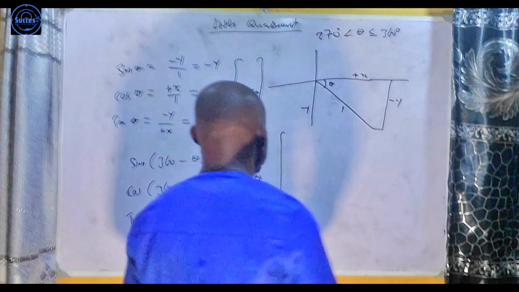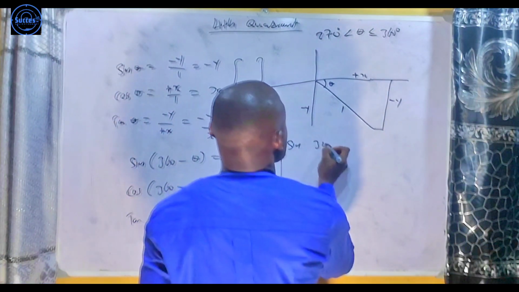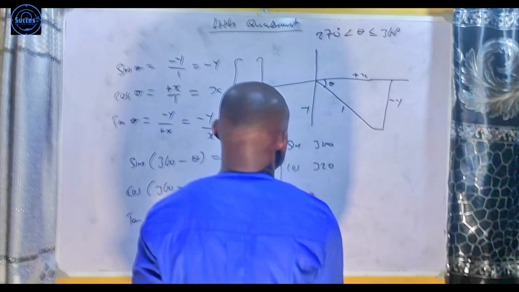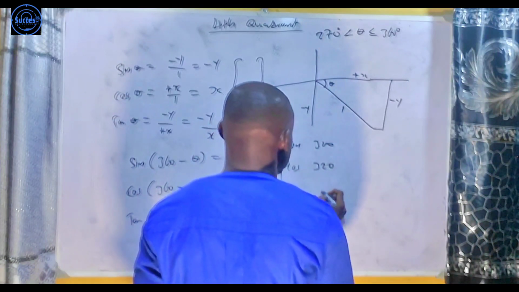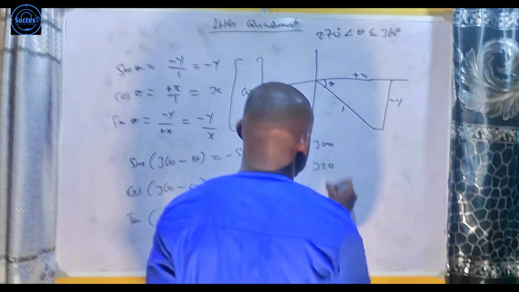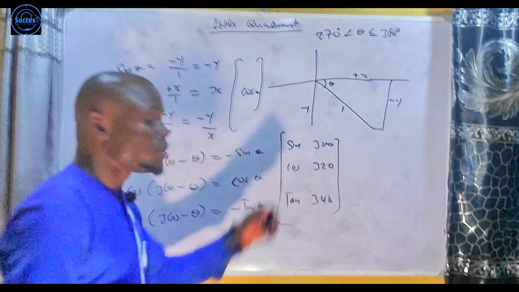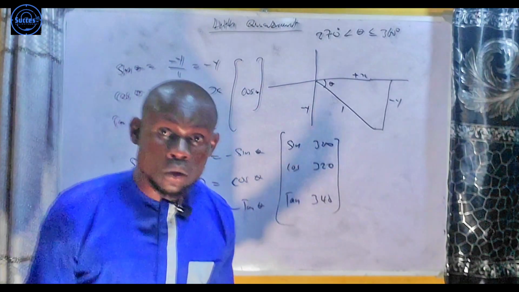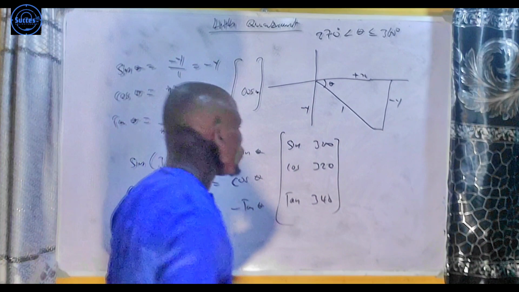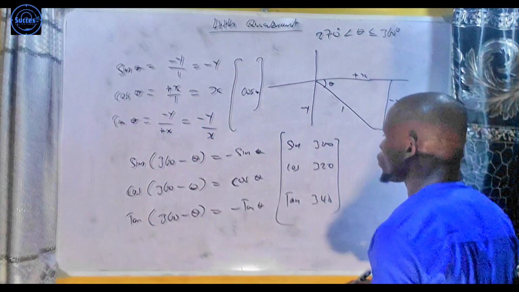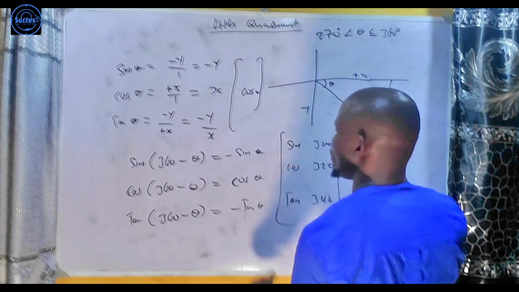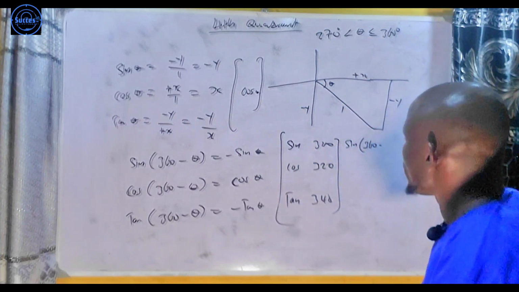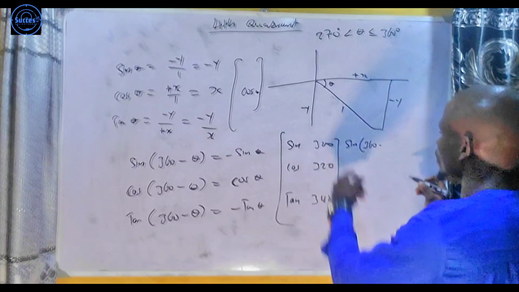Now suppose you are given angles like sine 300, cos 320 and tan 340, and you have to estimate all these. So how do you go about it? Don't forget I said use this formula. So all you simply do is what? You have sine of 360 minus theta. Your theta is 300.